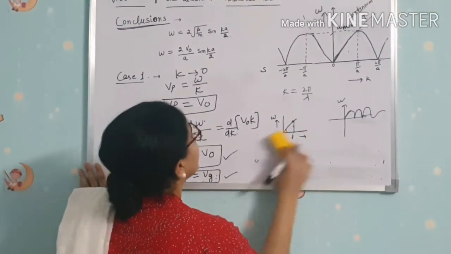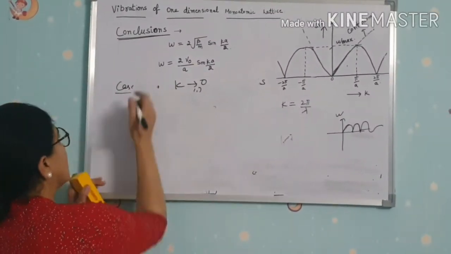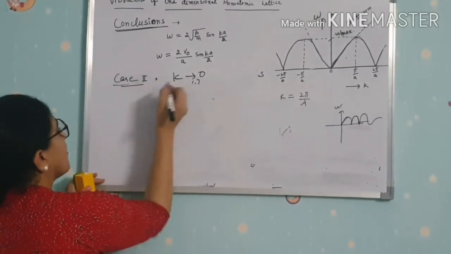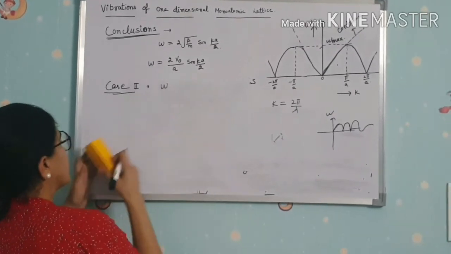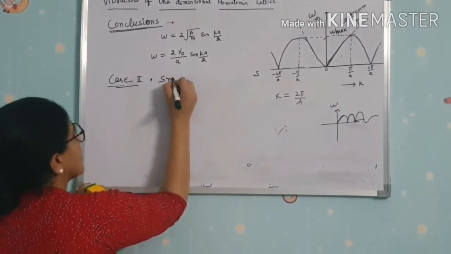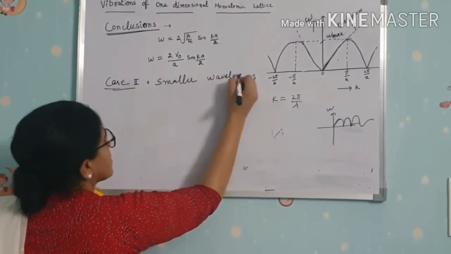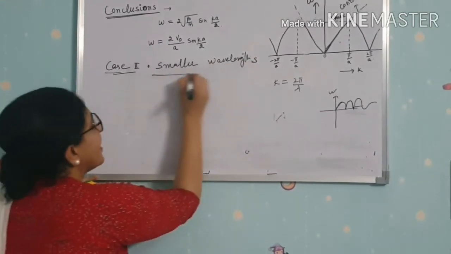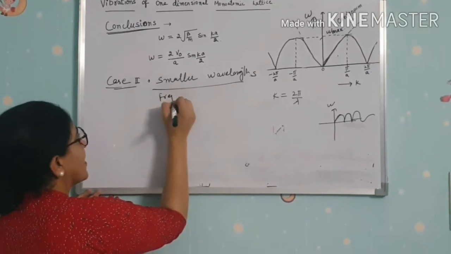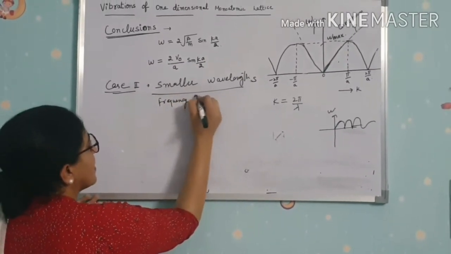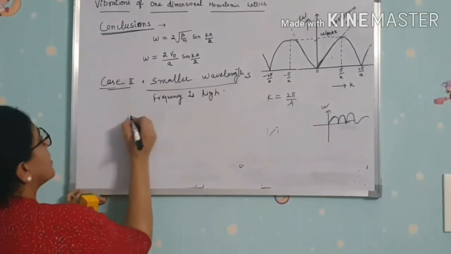Then the second case. This is the case when k approaches 0. Case second is when the wavelength is small, or we can say for smaller wavelengths. For smaller wavelengths, k is not equal to 0 here, because the wavelength is smaller, k will be large, and the frequency is high. Okay. So now we find omega.